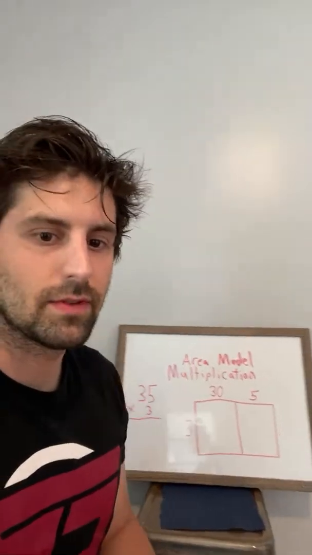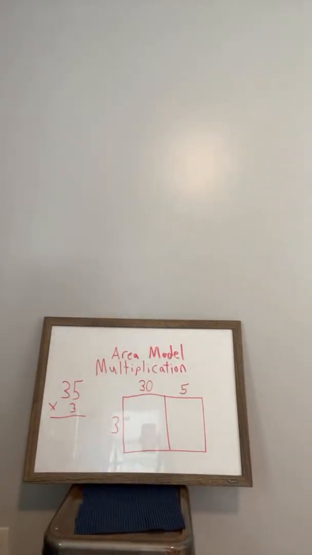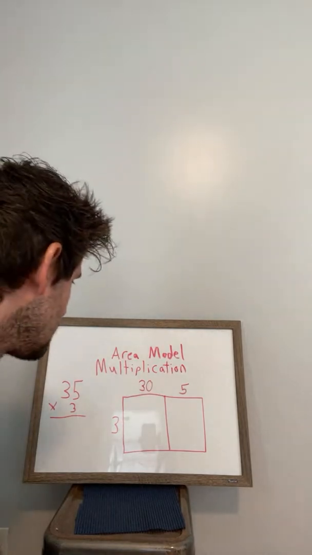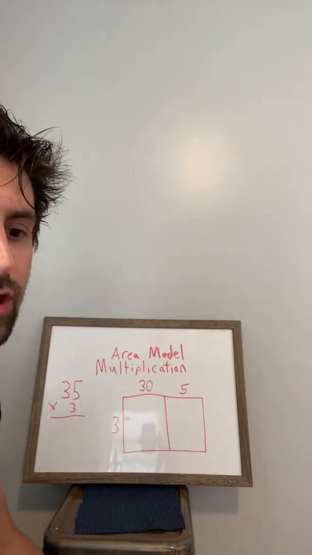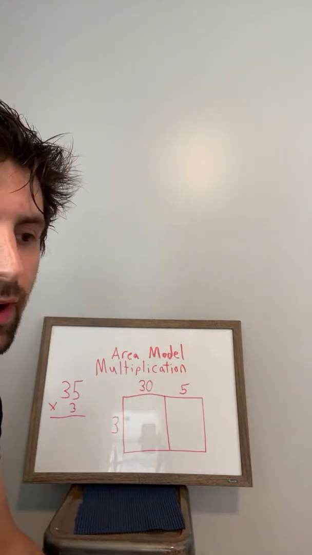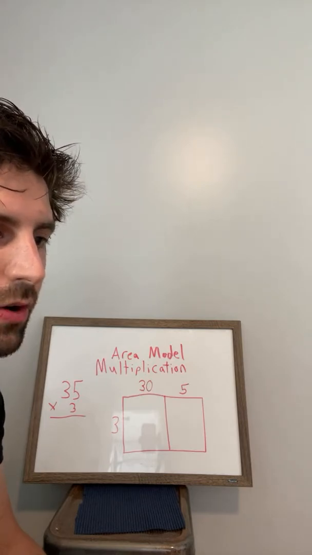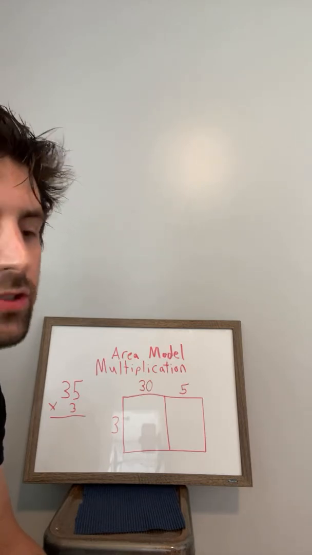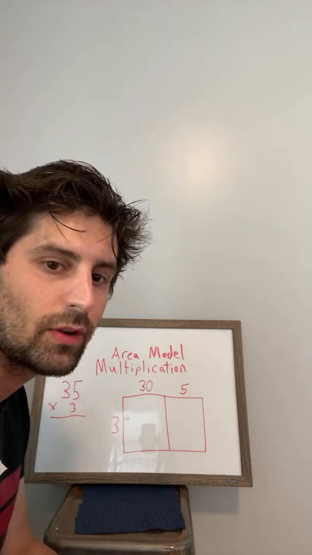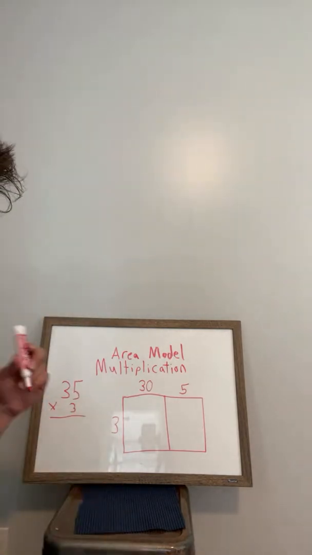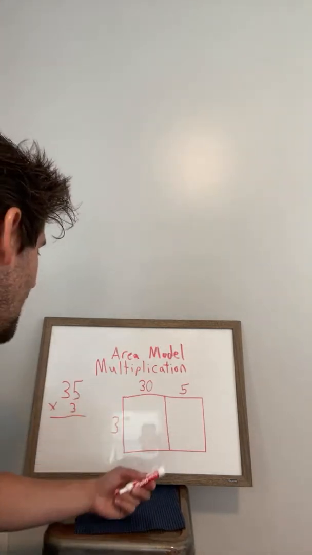I'm just going to move this over here so you guys can see it. Alright, so this is just another strategy for solving multiplication problems. I went over two different strategies in my last video. This is just an additional strategy that will help you find the answer. So again, use whatever strategy you feel comfortable. 35 times 3, that's the problem. So we're going to draw two boxes.